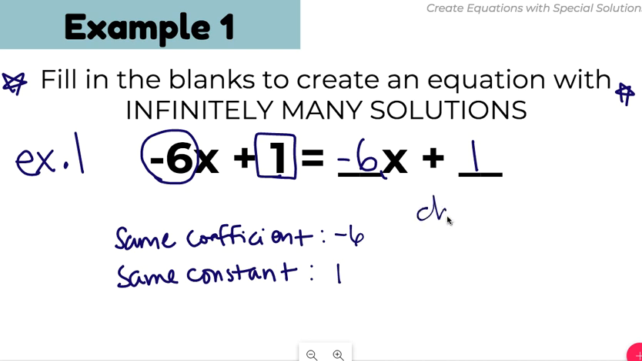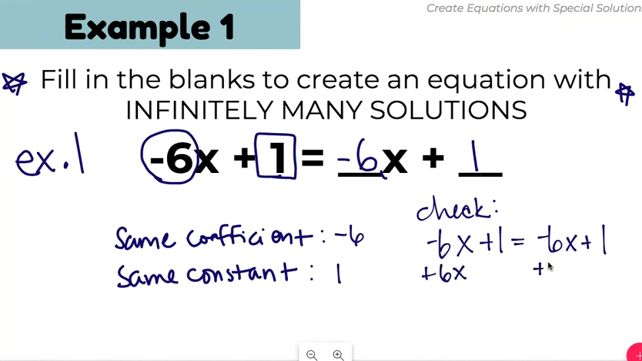Now we can check this by solving. Add 6x to each side. And we end up with 1 = 1, which is that special case, if you remember the flow chart, that we want the left side to equal the right side. The check isn't quite as important with the infinitely many just because it's so easy to see the left and the right equaling each other.